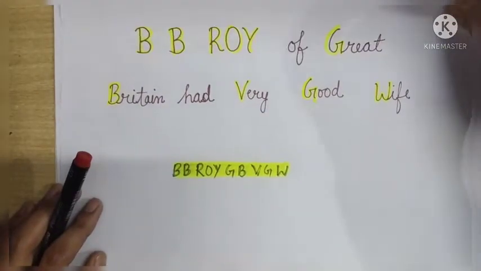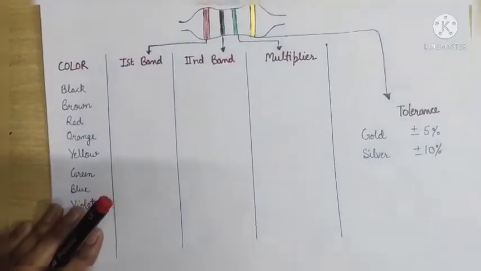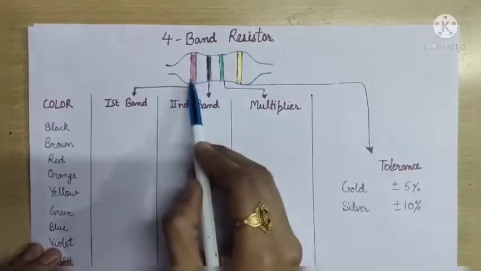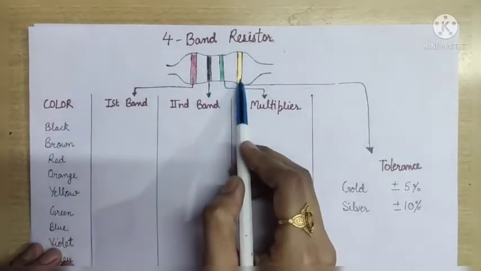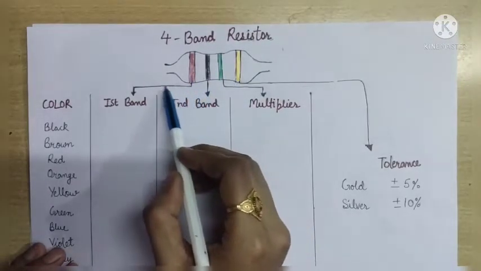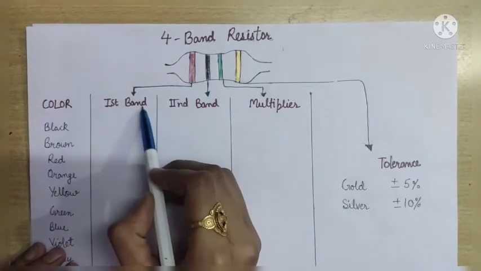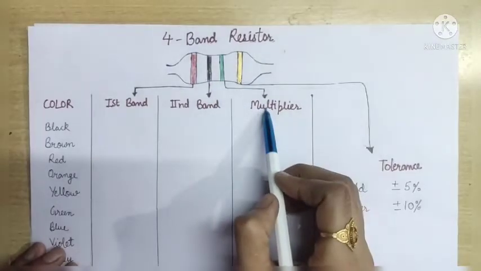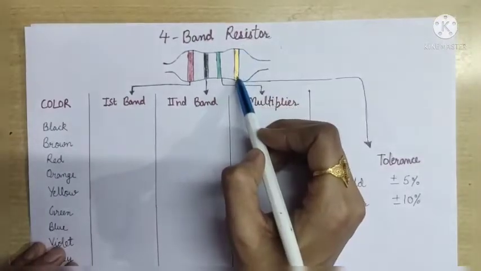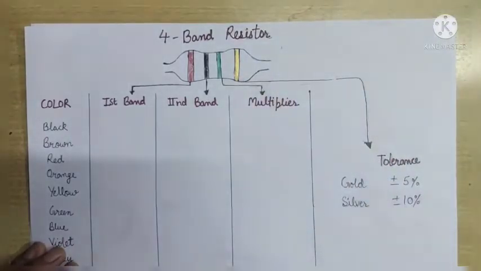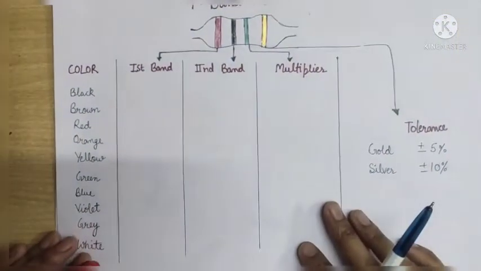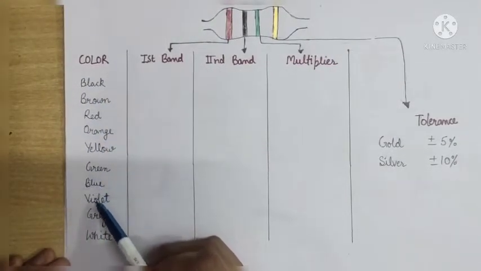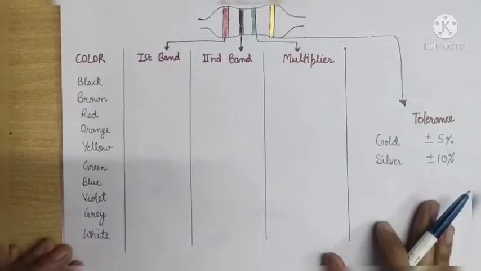Here is the chart of all these colors of a 4-band resistor. First band, second band, third band is referred to as multiplier and fourth band is referred to as tolerance. And the trick is here: B.B. Roy of Great Britain had very good wife.